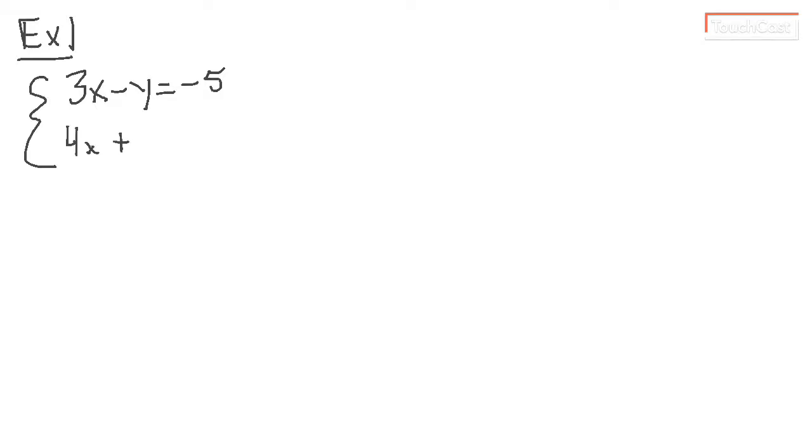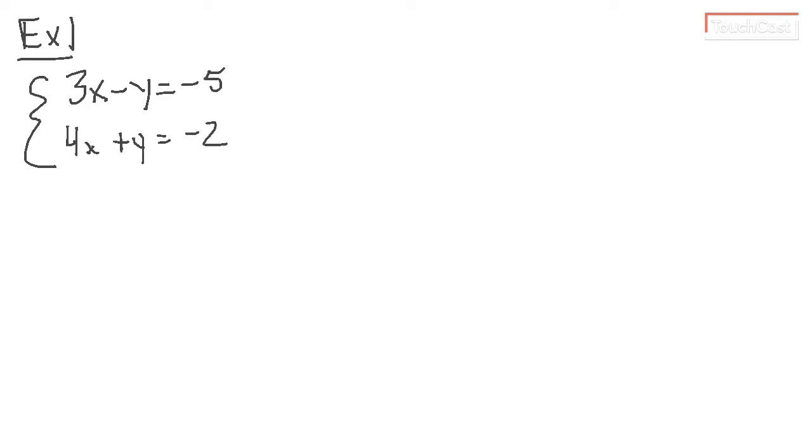So now let's look at some examples of how we can graphically solve a system of equations. And we're going to look at four different examples of graphing. So our first system that we're going to look at is going to be the equation 3x minus y equals -5, and the equation 4x plus y equals -2. We're going to solve this graphically.